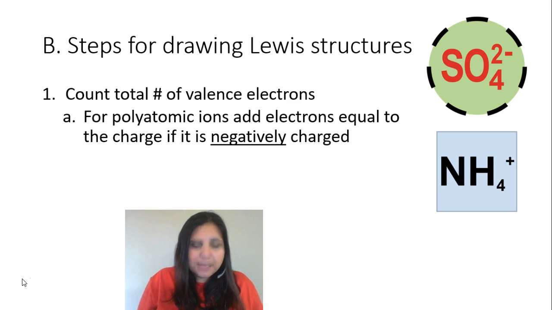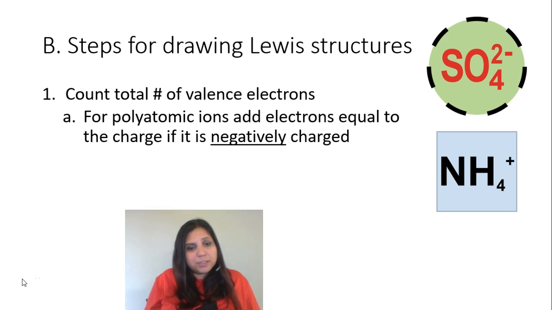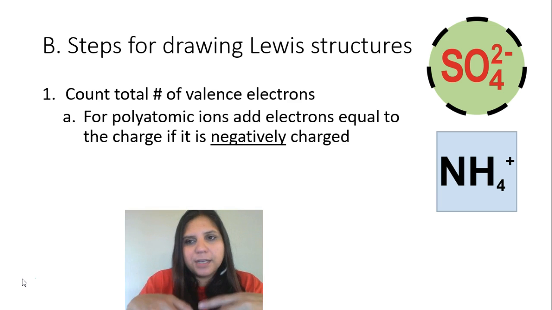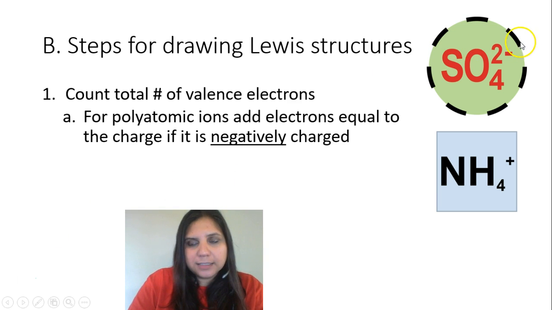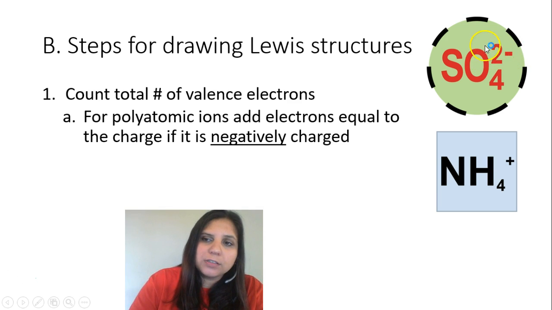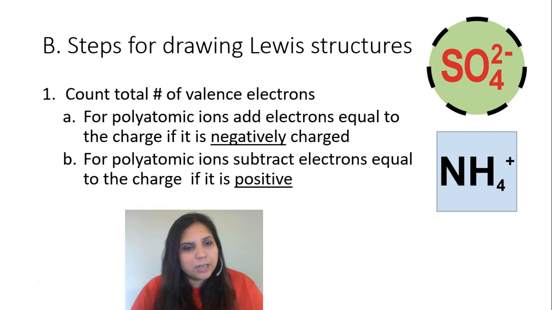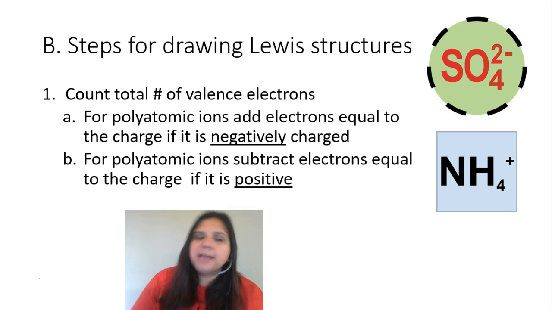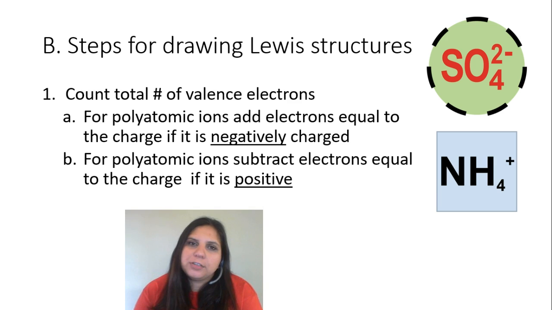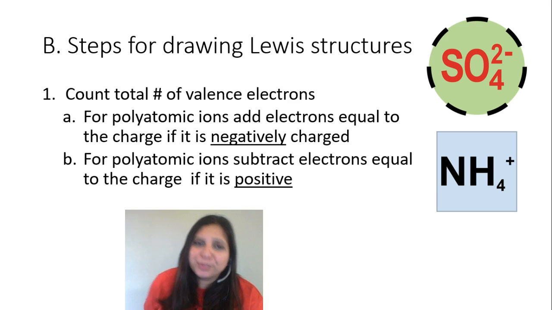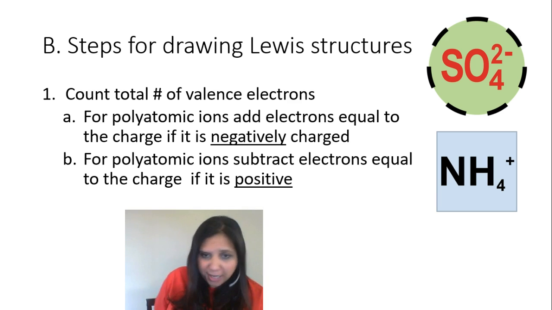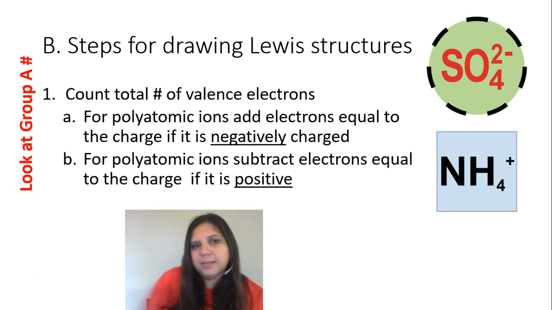If it's a polyatomic ion, then we have to worry about the charge. Polyatomic ions have gained electrons. So right here you see sulfate has a 2- charge. This means that it's gained 2 electrons, and the electrons outnumber the protons. For positively charged polyatomic ions like ammonium, what's happened is ammonium has lost electrons, and now it's positive. The protons outnumber the electrons, so we subtract electrons from the total.